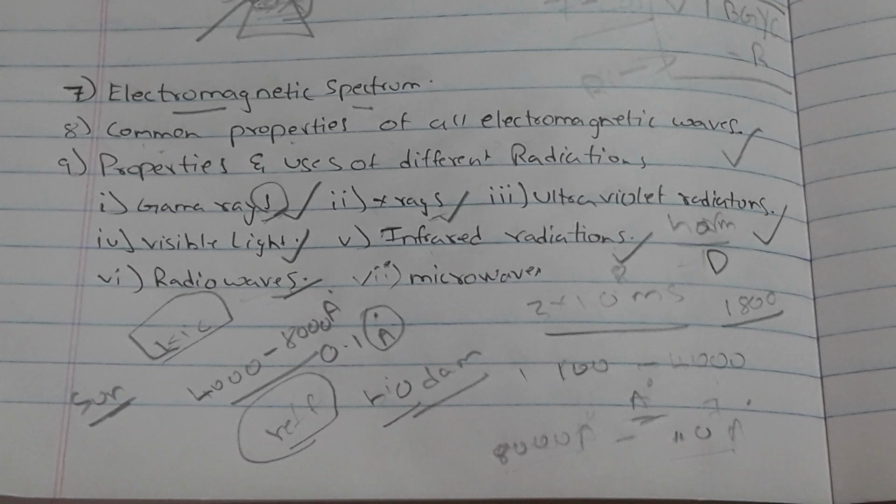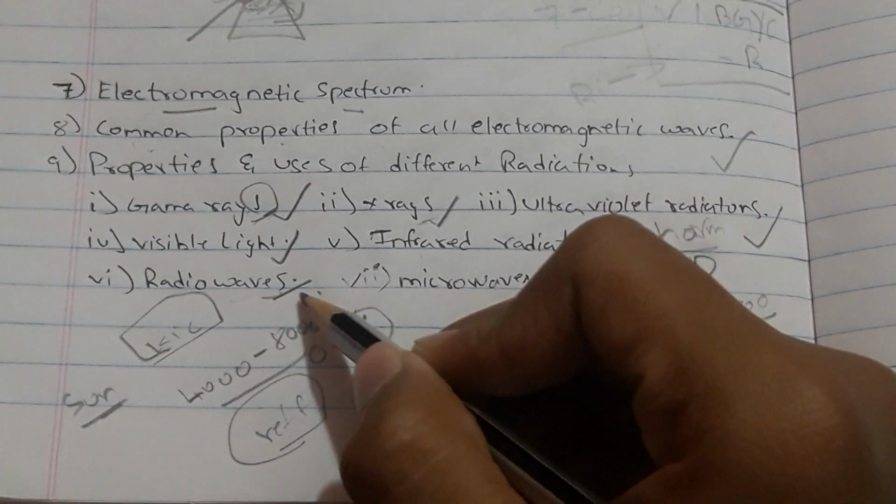And what are the uses of radio waves? These waves are used mainly in radar communication and also in radio and television transmission. That is about radio waves.